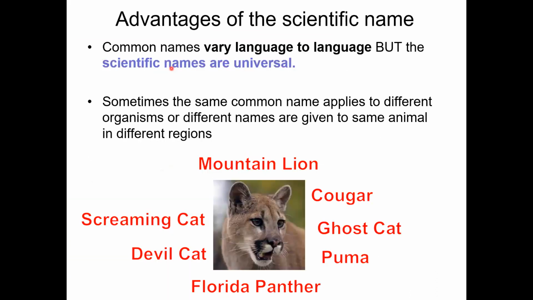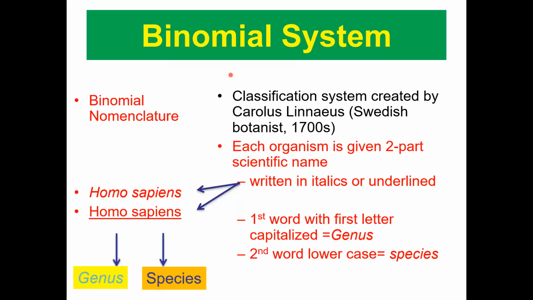So what is the advantage of a scientific name? It is the universal one. That's why it is given, so that everyone can identify which particular organism is under discussion. For the scientific name, the binomial system is followed, in which every organism's name comprises two parts. The first name shows its genus, and the last name shows its species.